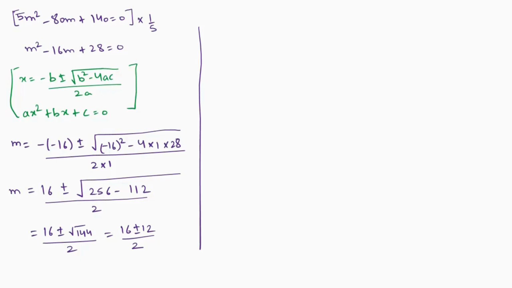So we have two values of m. We can write m1 as 16 plus 12 divided by 2 and m2 as 16 minus 12 divided by 2. m1 comes out to be 28 over 2, that is 14, and m2 is equal to 16 minus 12 divided by 2, which is 4 over 2, that is 2. So we have two values of m, 14 and 2.